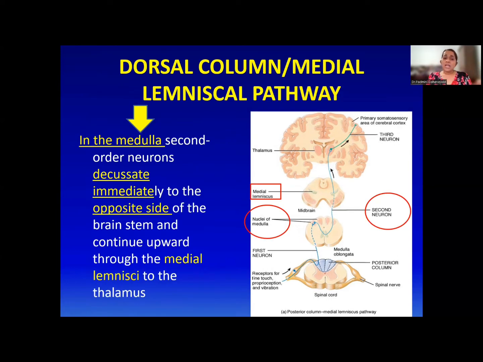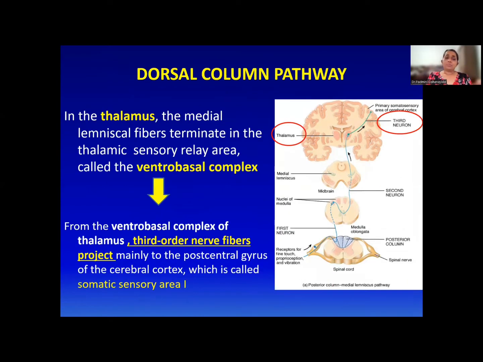In the medulla, second order neurons decussate, crossing immediately to the opposite side and continuing upward in the medial lemniscus. You call that neuronal band the medial lemniscus. That is why we call this pathway the dorsal column medial lemniscal pathway. Lemniscus means a band, like a ribbon, a nerve band. In the thalamus, medial lemniscal fibers terminate in the thalamic sensory relay area, which is called the ventrobasal complex. So that is the third order neuron.